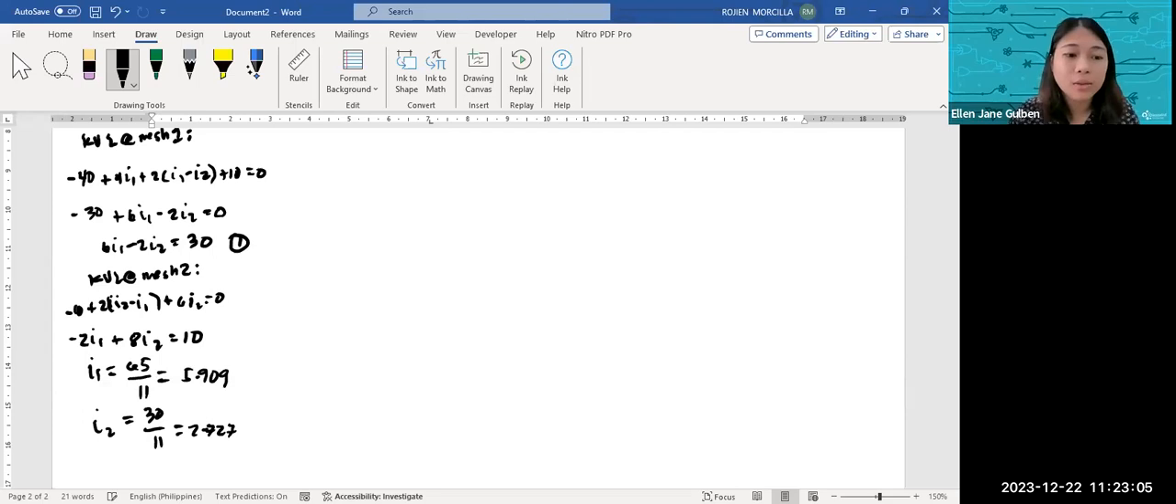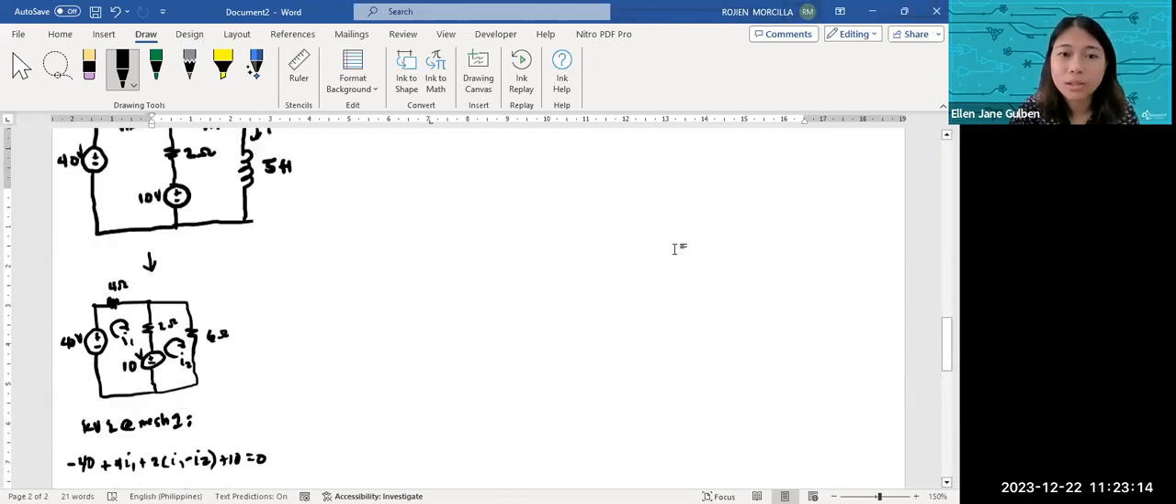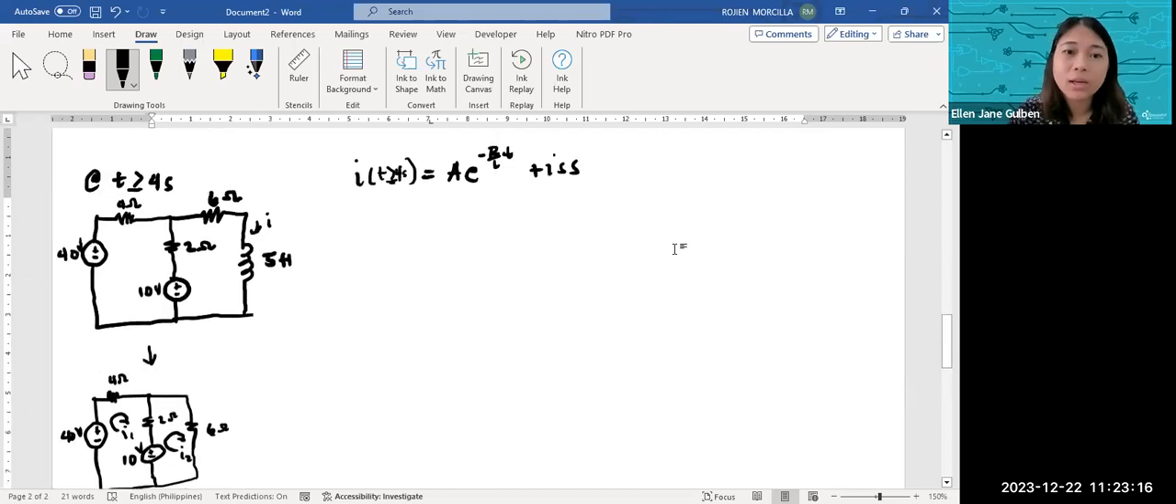Okay. So I2 is our ISS. So this is our ISS. Now, what we're going to do is we put ISS right here. It's just I of t is equal to A e to the negative R over L t plus 30 over 11.